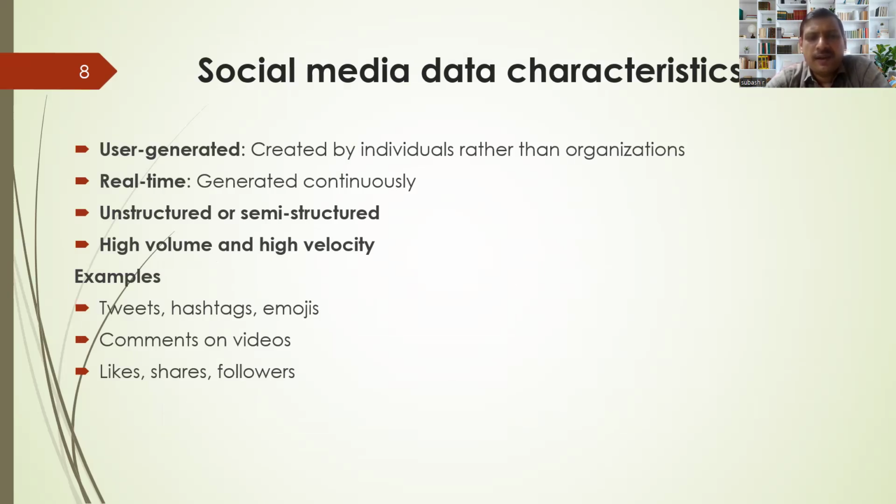So high volume and high velocity of data are involved. For example, tweets, hashtags, emojis, comments on videos, likes, shares, followers, everything is vast. It varies from person to person. We cannot say all will get the same number of shares and likes. It is based on content virality or popularity. If a popular person puts a tweet, their retweets will be more. If a normal layman puts it, it will take some time. That can also become viral, but it is case to case. If a known person puts some information, it will be more viral.